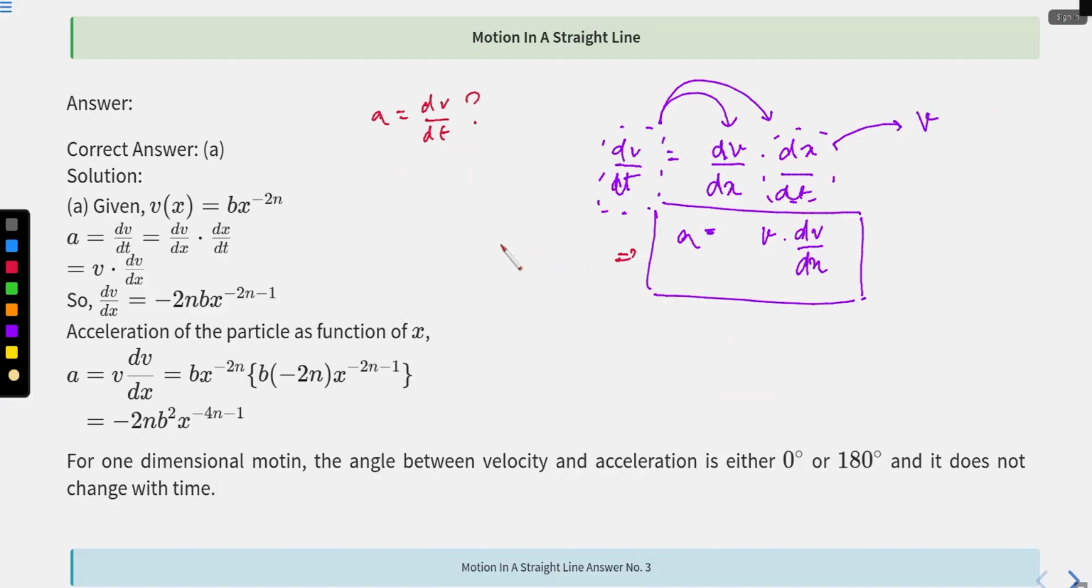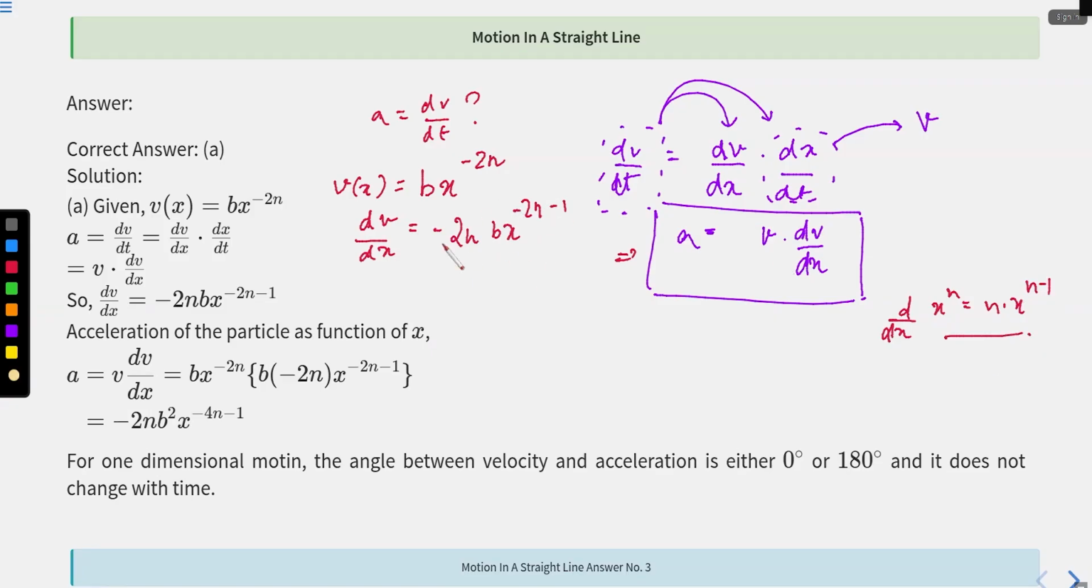So what we are going to do is compute v into dv by dx. What was velocity? V of x is b x to the power minus 2n. Let me write it. So you just calculate dv by dx. Pretty straightforward, right? What is the differentiation? What is d by dx of x to the power n? It is n into x to the power n minus 1, correct? This is what I have written over here, right?